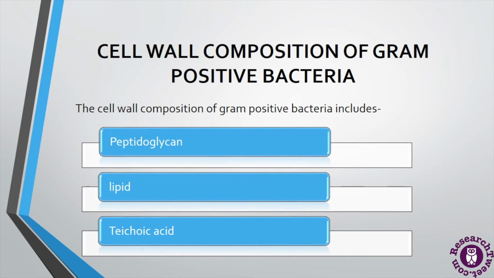The second component of the cell wall is the lipid layer. There is a thin layer of lipid, and in the case of gram-positive bacteria, it is only about 2 to 5% of the total content of this cell wall. And the third component is teichoic acid. It is made up of polymers of glycerol, and it is totally soluble in water and makes up 50% of the bacterial cell wall. So these are the three components that make up the gram-positive bacteria's cell wall.